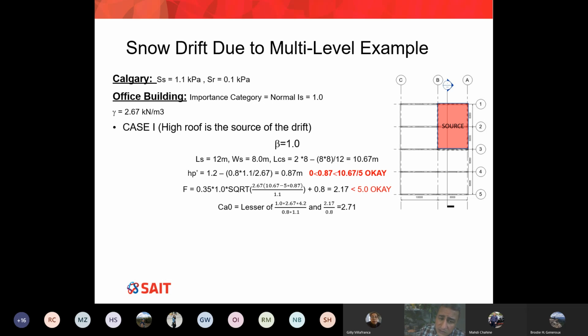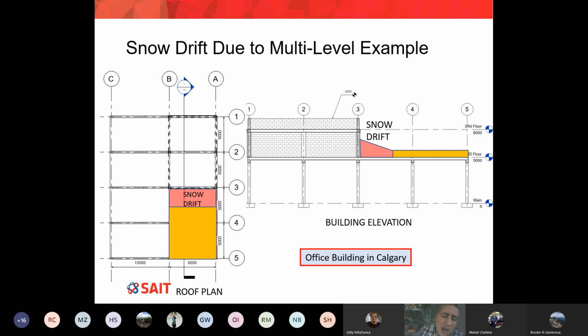Now, guys, look at this. We know that as soon as we say the high roof is the source, then beta is equal to 1. Also, since the high roof is the source, let's find the dimensions of the high roof. Probably this is too small, so I will remind you what the high roof is here. The high roof is between grid line A and B and grid line 1 and 3.